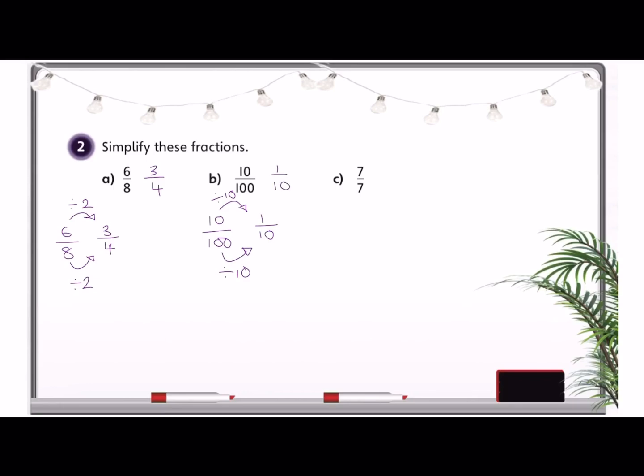And here, C, now this is a little different, isn't it? So we can see that we've got 7 out of 7. Okay, so we could look for the highest common factor again and do the same to the top as we do to the bottom. The highest common factor of both would be 7, and that would leave us with 1/1. Or we could also recognise that 7/7 is a whole, and we could simplify that to 1.